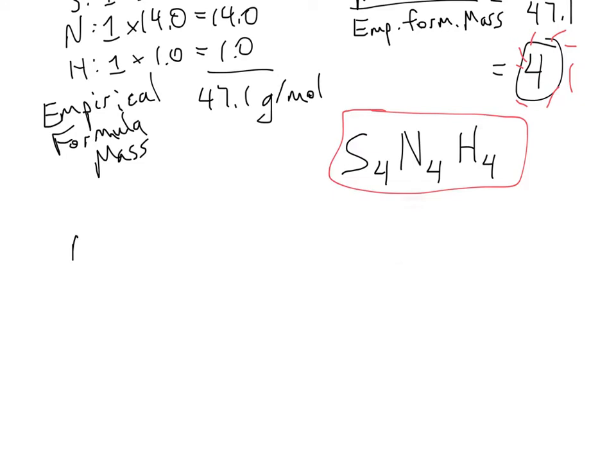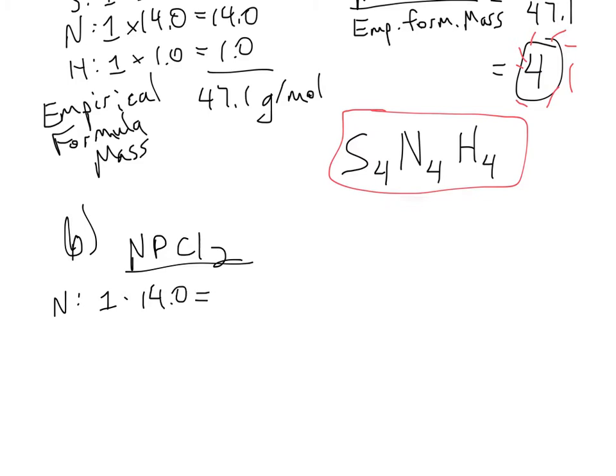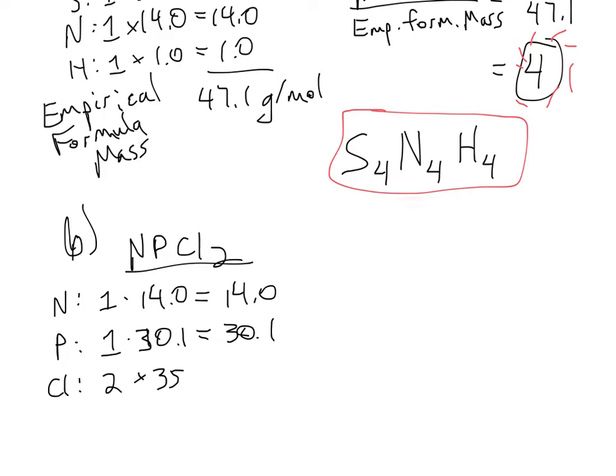Our second one, so this is part B, they give us an empirical formula of NPCl2. So I would go about doing my bookkeeping, where I'm looking up atomic weights on the periodic table. There's one atom of nitrogen, one atom of phosphorus, and 2 atoms of chlorine. And I round to the tenth place because you don't need to go any further than that. When you add all those up, you get 115.1 for the empirical formula mass.